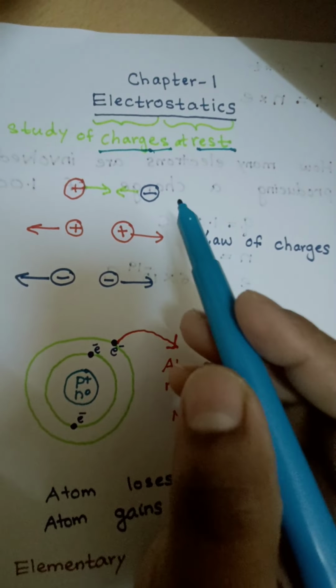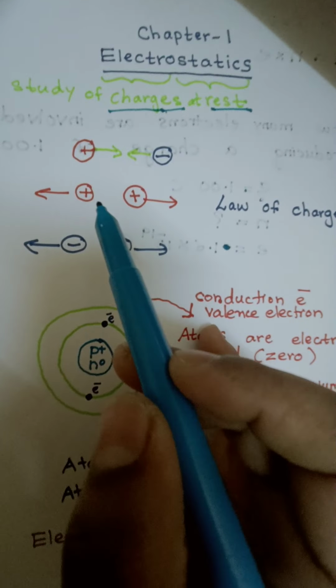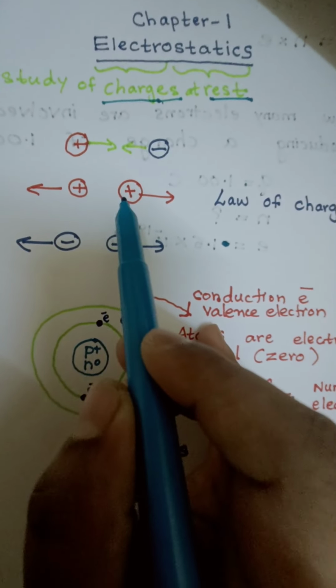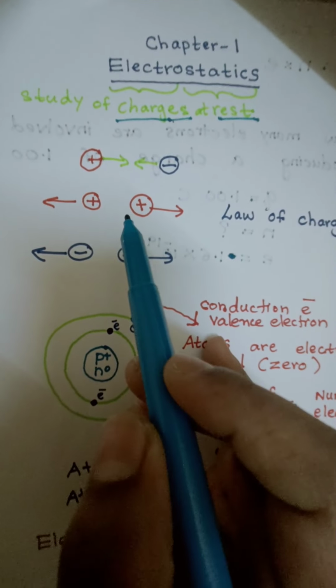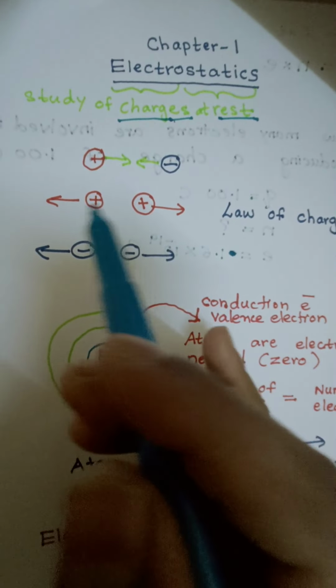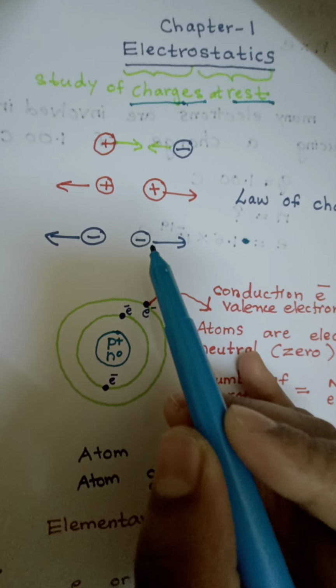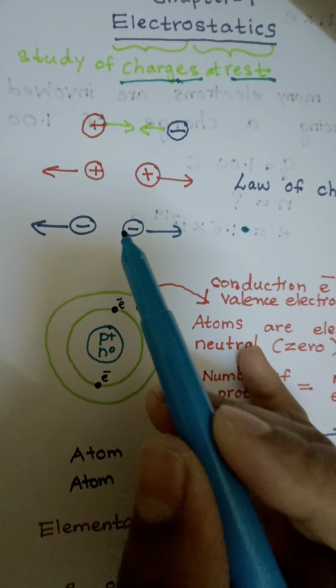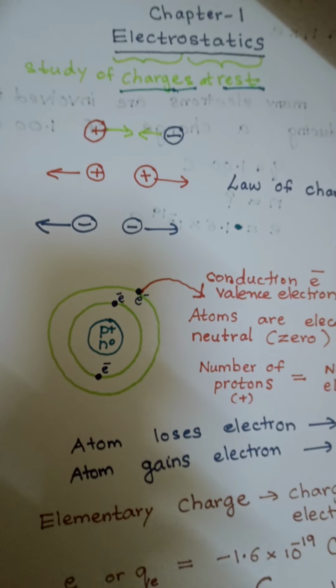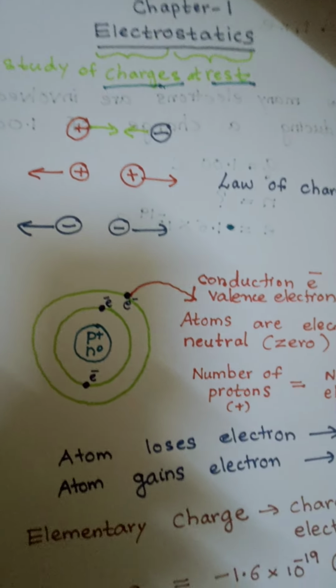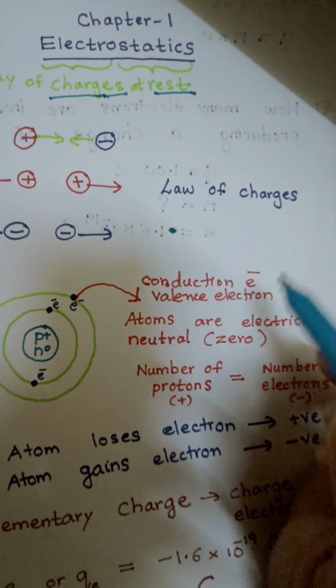So, unlike charges attract. But if you are keeping like charges, for example, two positive charges nearby, they will not attract, they will repel. The same case is with two negative charges also. If you are keeping two negative charges nearby, they will repel, which means unlike charges attract and like charges repel. This is called the law of charges.